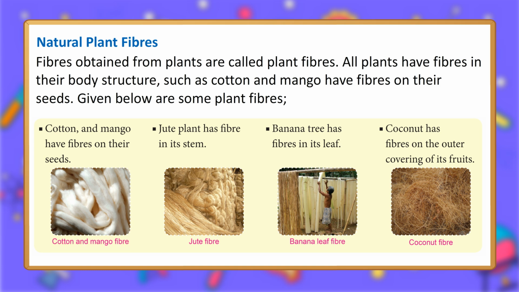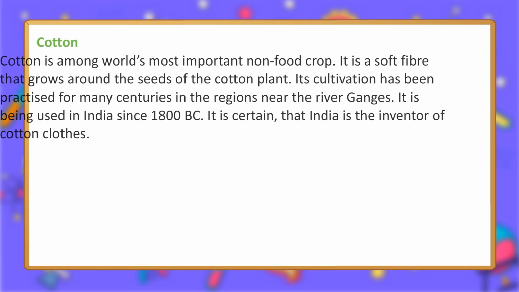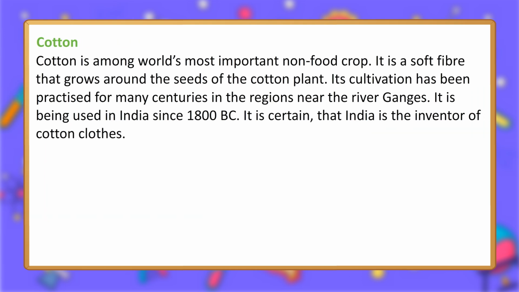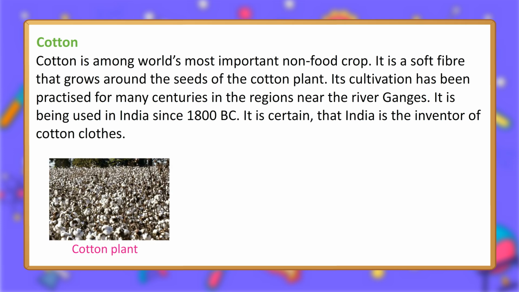Cotton and mango fiber. Jute fiber. Banana leaf fiber. Coconut fiber. Cotton. Cotton is among the world's most important non-food crops. It is a soft fiber that grows around the seeds of the cotton plant. Its cultivation has been practiced for many centuries in the regions near the river Ganges. It has been used in India since 1800 BC. It is certain that India is the inventor of cotton clothes.